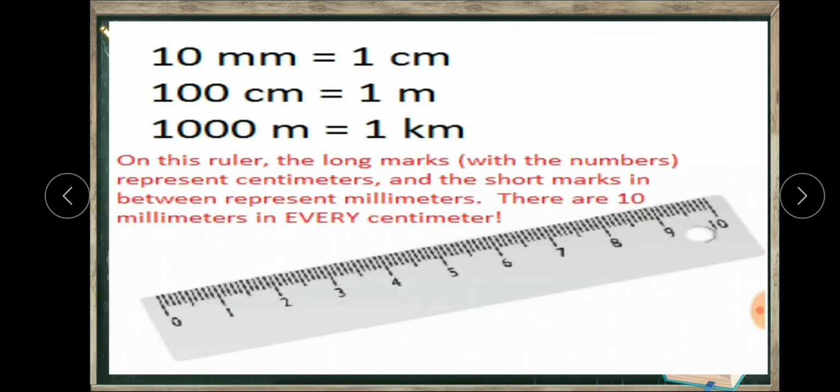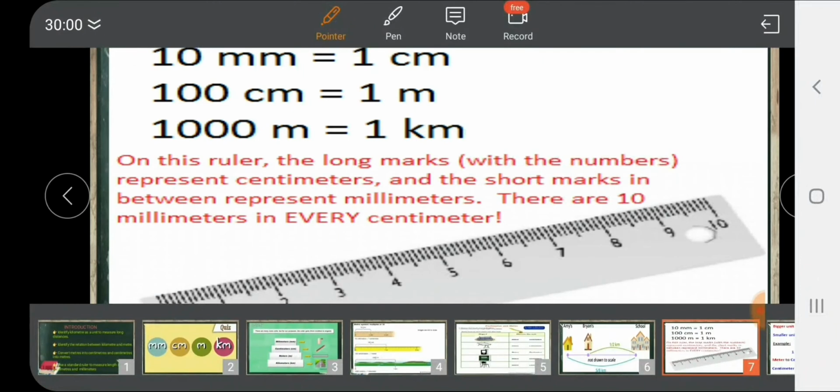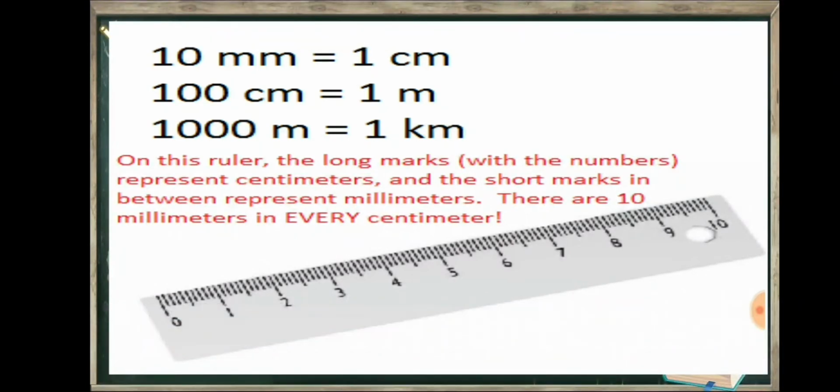And here, conversion. Next we are going to learn conversion. We already explained that there are 10 small lines in 1 centimeter. So we can say 10 millimeters. We can say 1 centimeter is equal to 10 millimeters, and 1 meter is equal to 100 centimeters, and 1 kilometer is equal to 1000 meters.